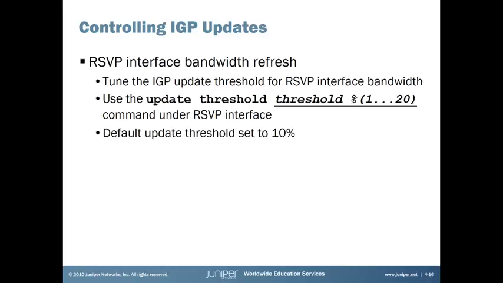So there's this update threshold. Now it's configurable. The default is 10%, but you can change it. You can say, well, actually, I'll make it 20%. Or you can say, actually, I want to be more updated, I'll make it 5%. So you can change it, but the default is 10%. It's the update threshold.